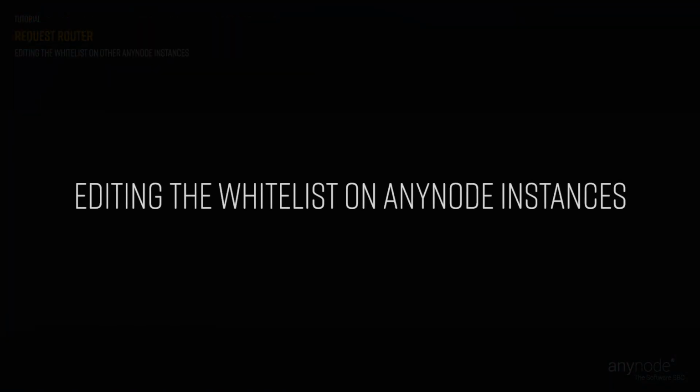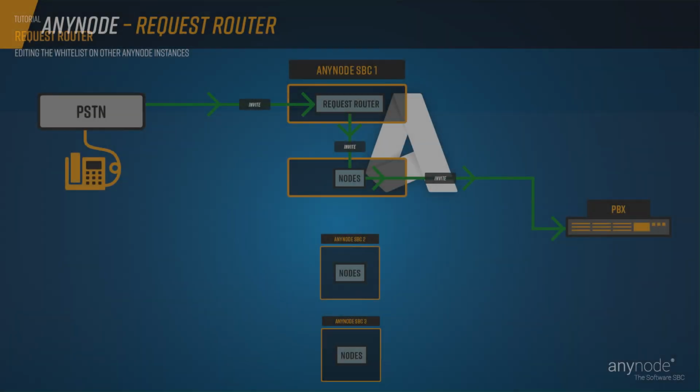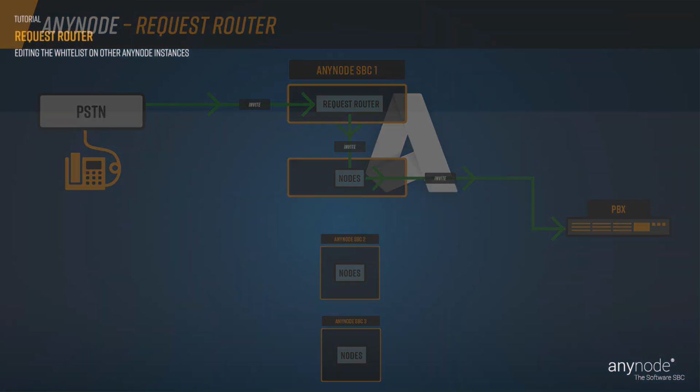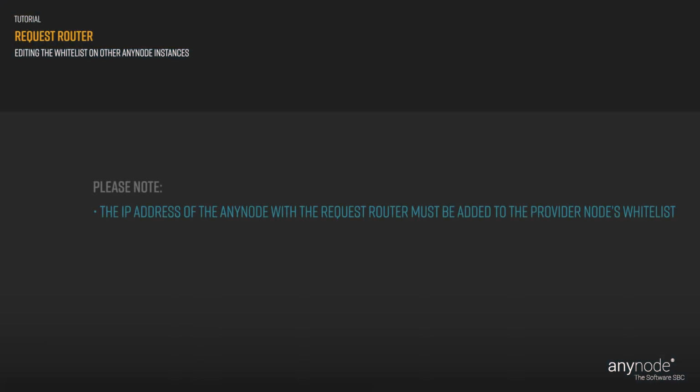Editing the whitelist on other anynode instances. Since anynode with the request router handles the initial SIP invites to the anynode systems, incoming requests from the VoIP provider are first processed by the anynode with the request router and then potentially forwarded to secondary or other anynode systems. To ensure that other anynode systems accept SIP invites from the request router anynode, the IP address of the anynode with the request router must be added to the provider node's whitelist for all other anynode systems.